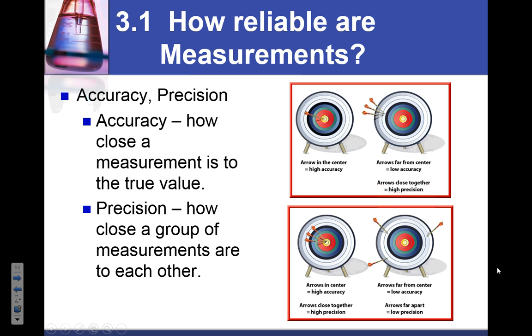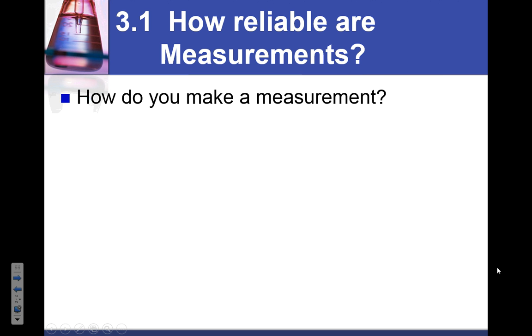Now the last one, I'm all over the place. I totally missed the bullseye each time, and they're all spaced far apart. So none of the 3 shots were accurate. And as a group, I was very imprecise. My shots were not close together. So accuracy and precision are both important for measurements. We want to be able to measure accurately, and we want to be able to measure reproducibly. Do the same thing over and over again. Both have validity and importance in making measurements.